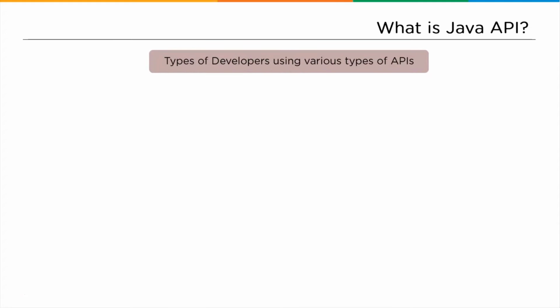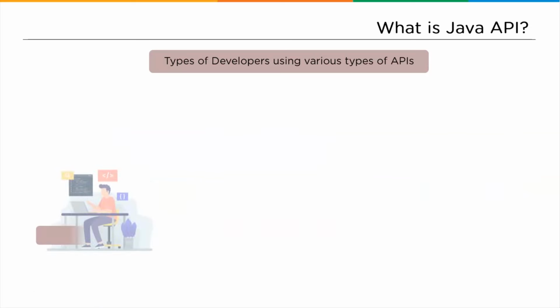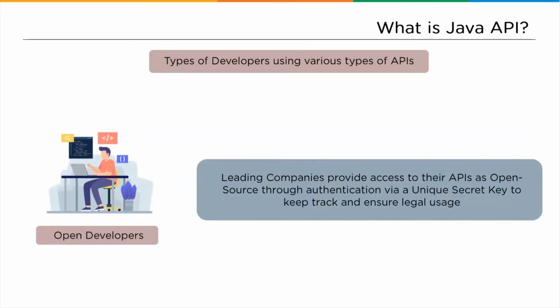In the next topic, we find the types of developers using various types of APIs for different jobs. At first we have the open developers, next we have the internal developers, and at last we have the partner developers. Don't worry, we will understand each of these developers in a bit more detail, along with some examples for a better understanding. At first we have the open developers.